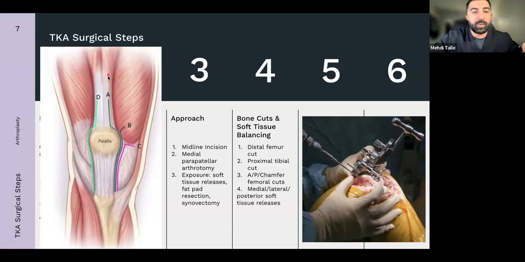There are more extensive approaches, such as tibial tubercle osteotomies, or actually snipping the quadriceps tendon in some ways, for revision knee. But again, at its basics, you should really be familiar with the medial parapatellar arthrotomy as the workhorse approach.